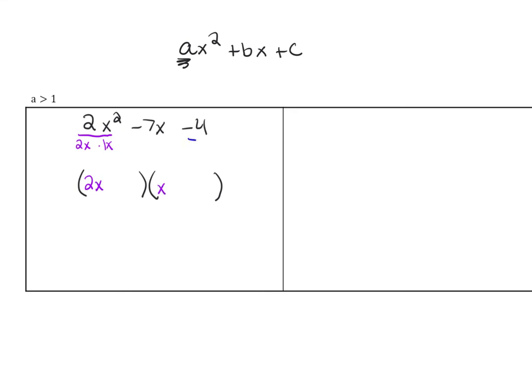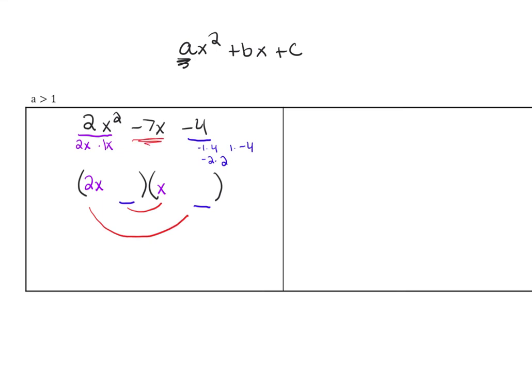Okay, so now factors of negative 4. Negative 1 times 4, or 1 times negative 4. Negative 2 times 2. So I need one of those sets to go here and here. And then it's the outside plus the inside that gives me the middle term.